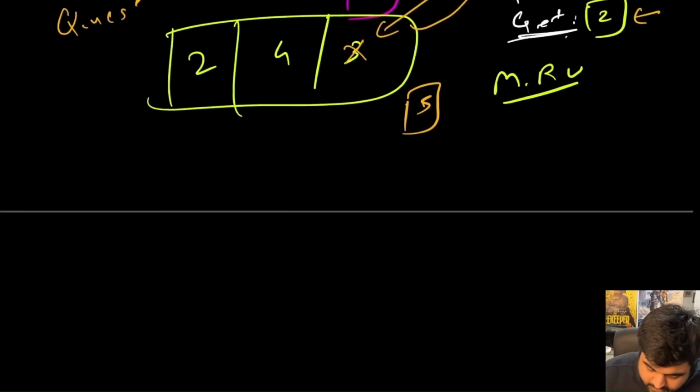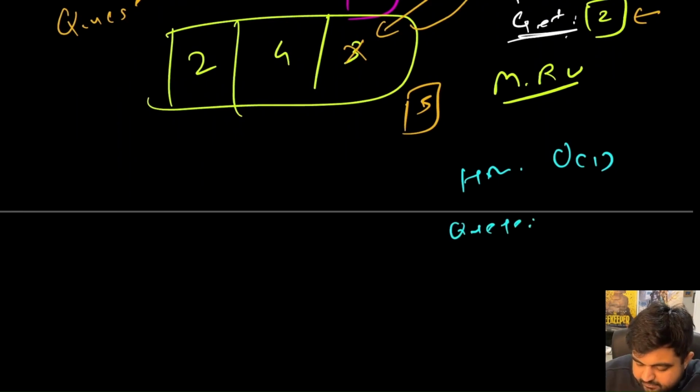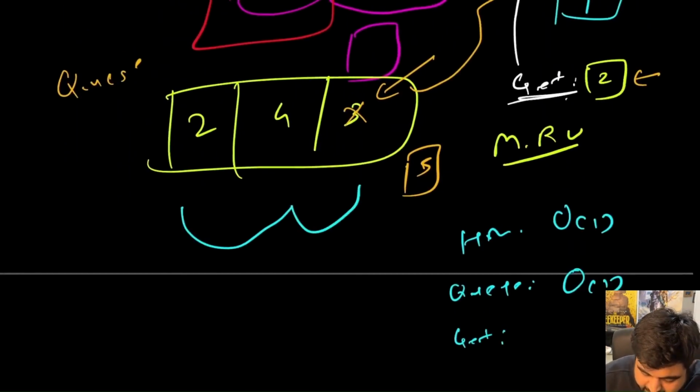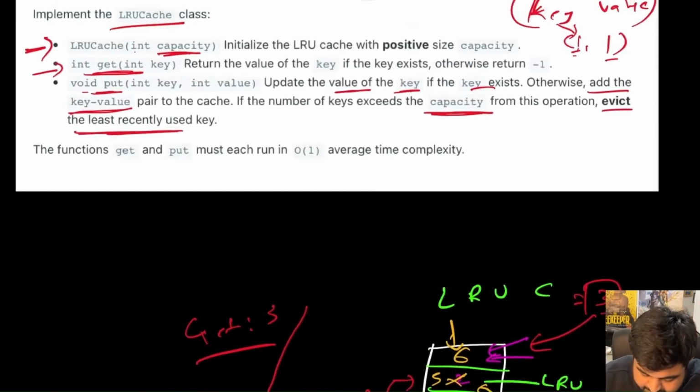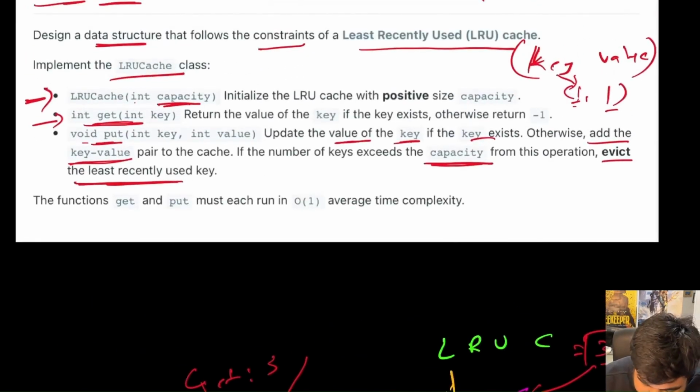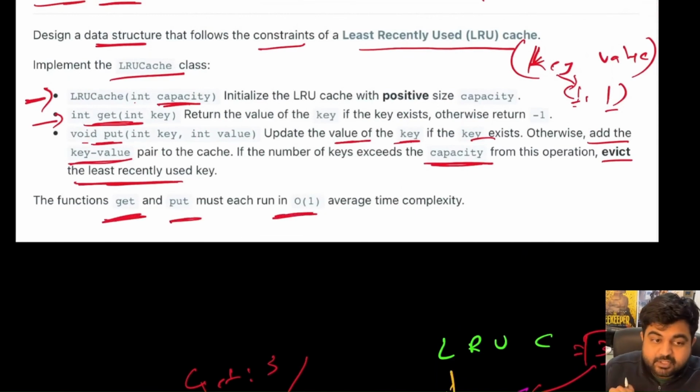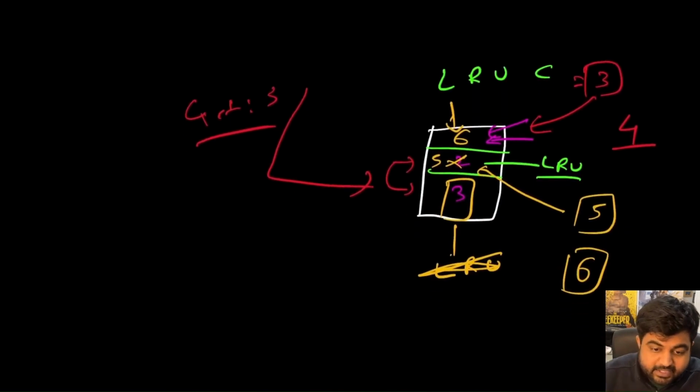Why? Because the hash map is going to run in big O of one time, no issues with that. The queue typically also runs in big O of one time because we are simply popping elements out. But when we have to do the get operation, we need to iterate over the entire queue to find the position of that element, and that takes big O of n time. The problem statement very explicitly tells us that the functions get and put must run in big O of one time complexity on average. So we need to take care of that scenario.